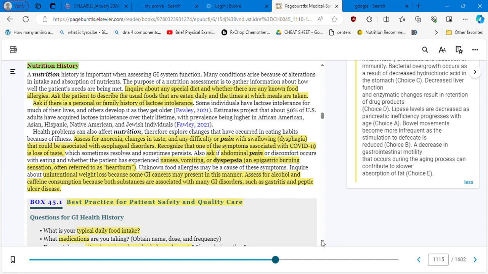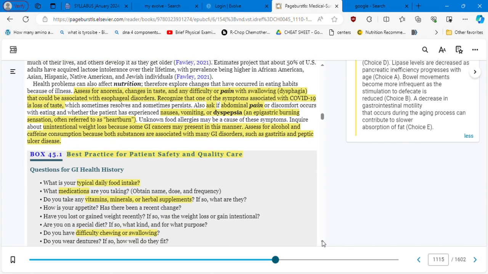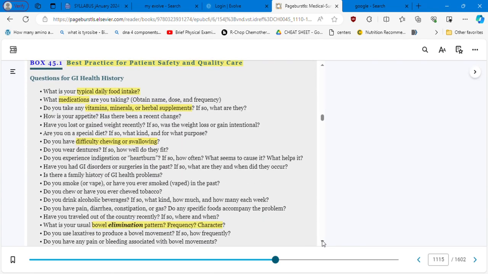Recognize that one of the symptoms associated with COVID-19 is loss of taste. Ask about abdominal pain, nausea, vomiting, dyspepsia, heartburn, and unintentional weight loss, because some GI cancers may present in this manner. Assess for alcohol and caffeine consumption, because both substances are associated with many GI disorders, such as gastric and peptic ulcer disease. You have a best practice for patient safety and quality care box.